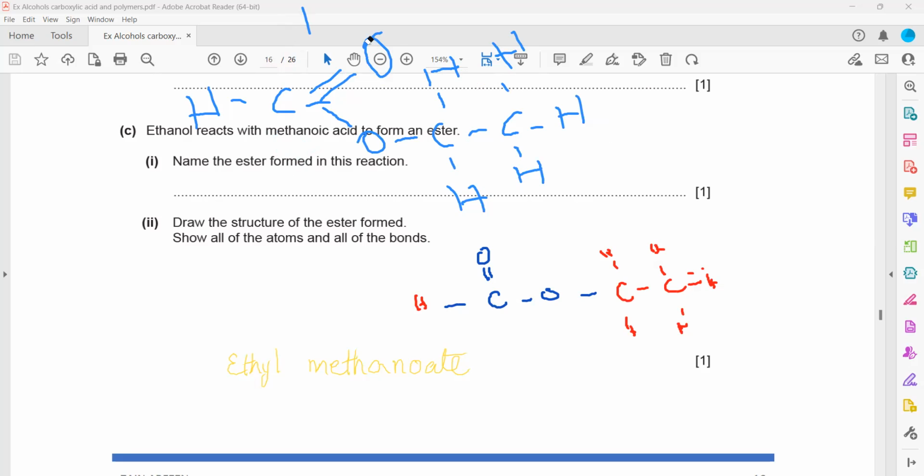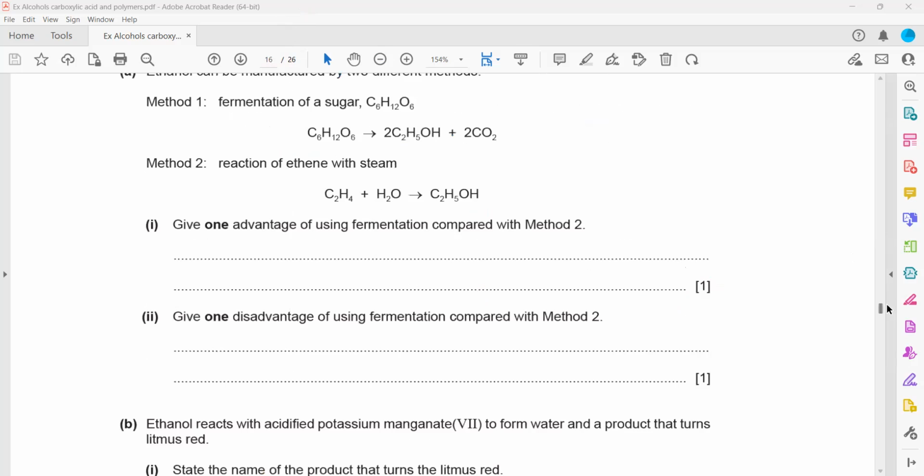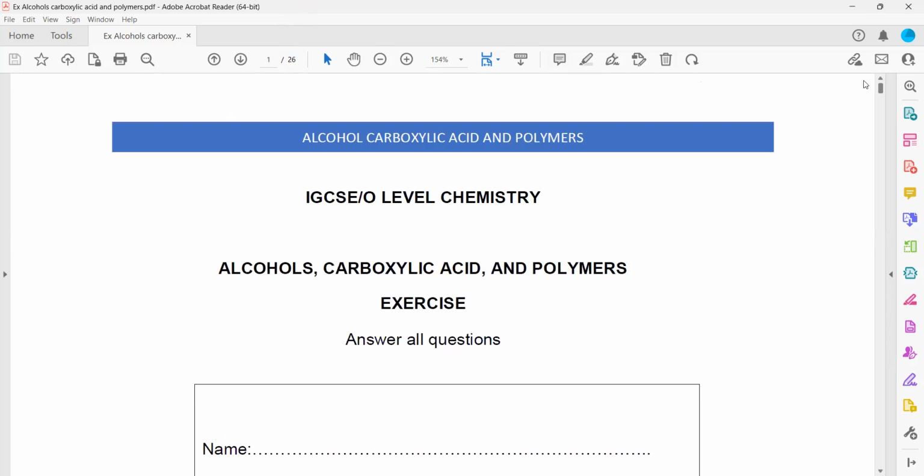So these are the questions from alcohol, carboxylic acid, and polymers. I did more than half of this exercise, so the remaining you will solve and submit as weekly homework.